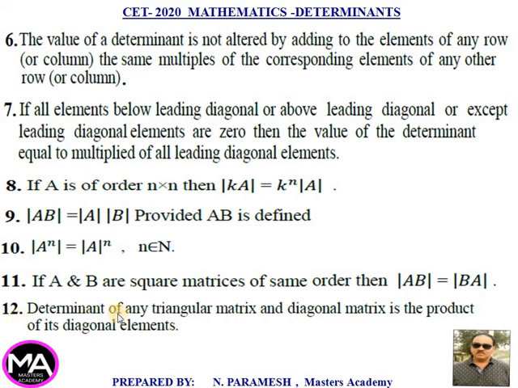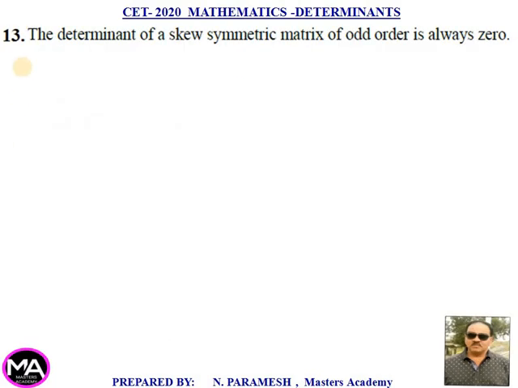12th point, determinant of any triangular matrix and diagonal matrix is the product of its diagonal elements. 13th point, the determinant of a skew symmetric matrix of odd order is always 0.